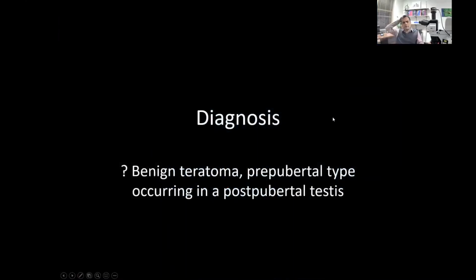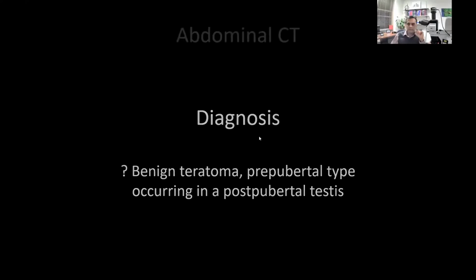So the diagnosis in this case was a little bit perplexing because everything pointed to a benign teratoma. And we know benign teratomas preferentially occur in the prepubertal male, but this is a prepubertal type benign teratoma just occurring in a postpubertal testis. So that was the diagnosis here, but as I said, it's kind of a strange diagnosis. But that's not the end of the story.